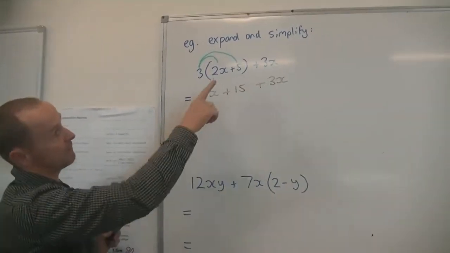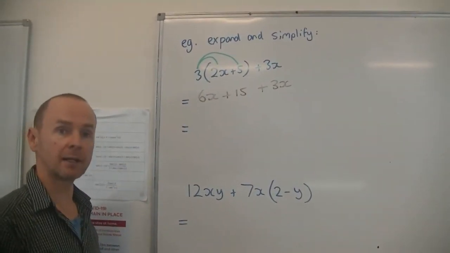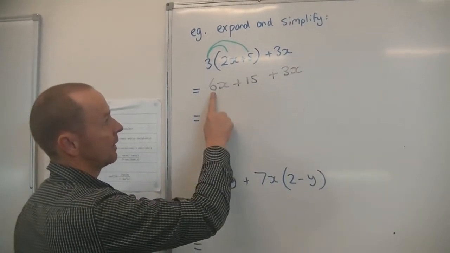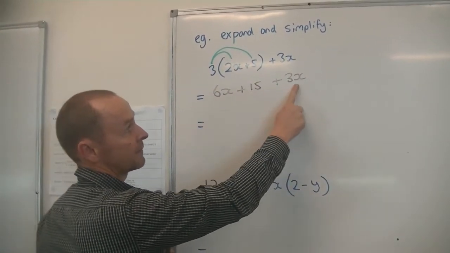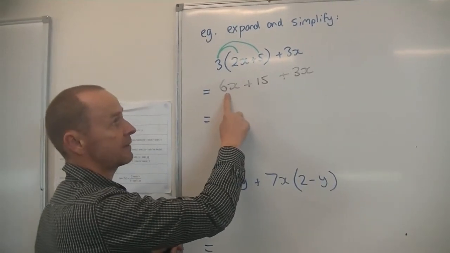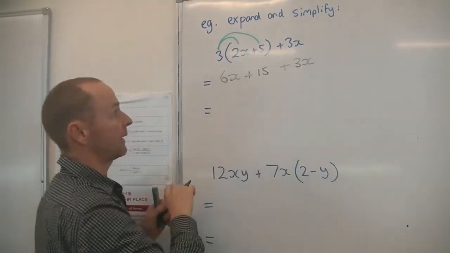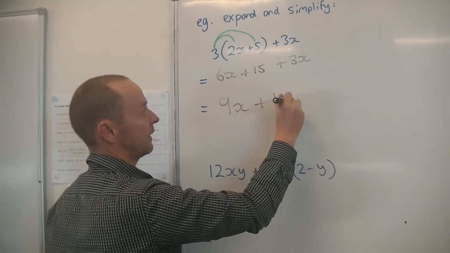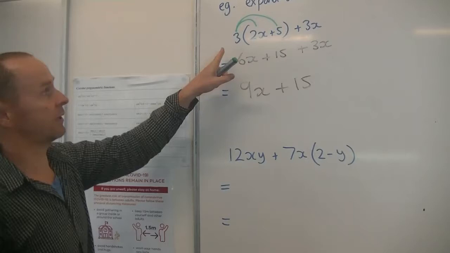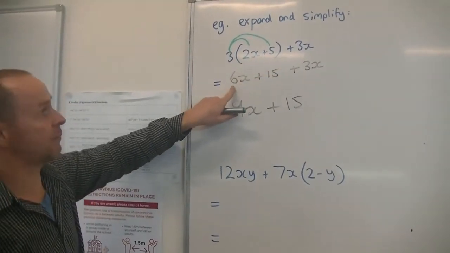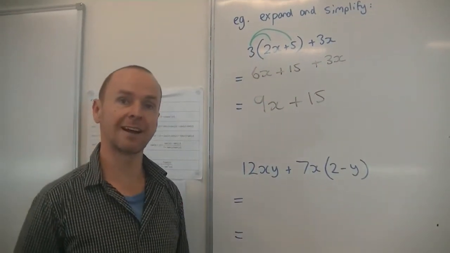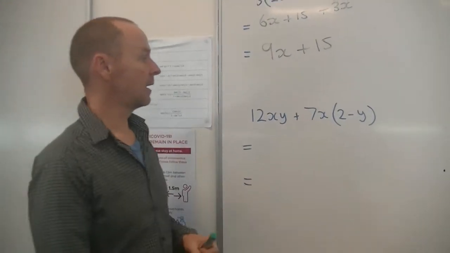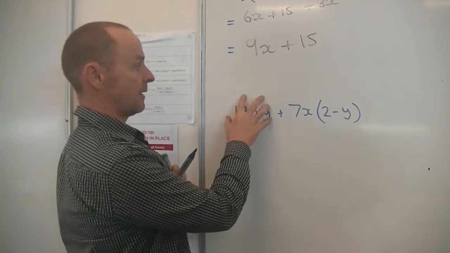Now, second step, we simplify by collecting like terms. Are there any like terms here? Let's have a look. There's an x term, and there's another x term. So we know that 6x plus 3x is 9x. So that's equal to 9x, and then we've got plus 15. See, so we expand the brackets, and then the next step, we collect like terms. And there's your answer.